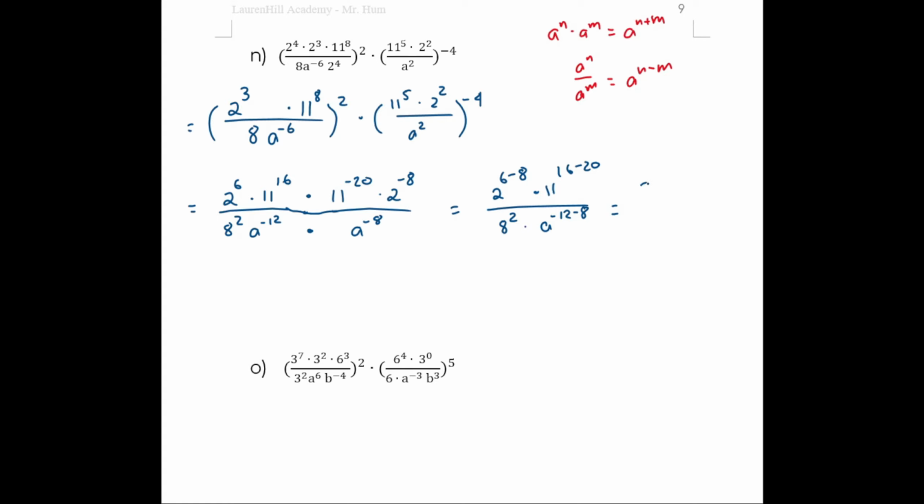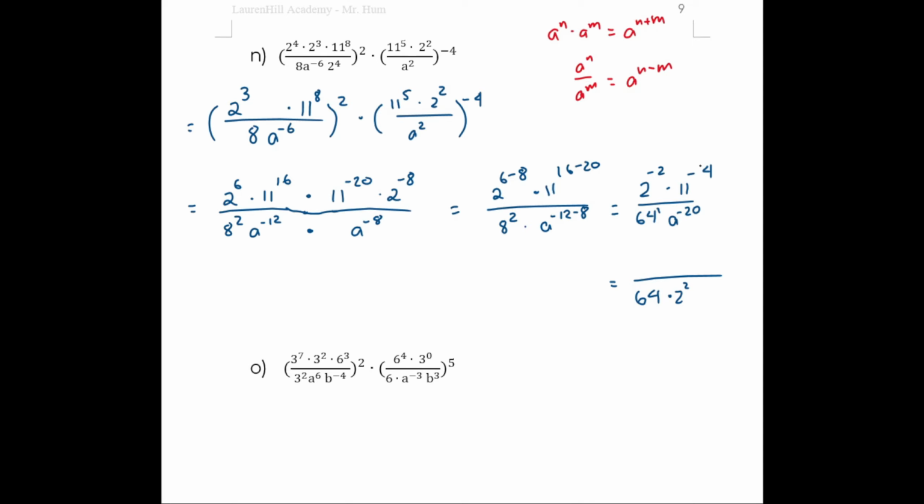So on top, we've got 2 to the 6 minus 8 is minus 2 times 11 to the 16 minus 20 is minus 4. Over here, we've got 8 to the power of 2 is 64. And 8 to the minus 12 minus 8 is 8 to the minus 20. All right. So 64 has a positive exponent, right? It's an exponent of 1. So we're just going to leave that as 64 in the bottom. Okay. 2 to the minus 2 is a negative exponent. I don't want a negative exponent, so I'm going to bring it from the top to the bottom and change that negative 2 to a positive 2.